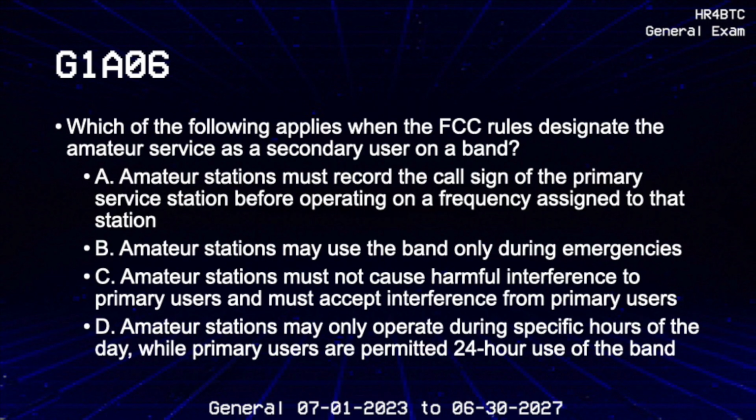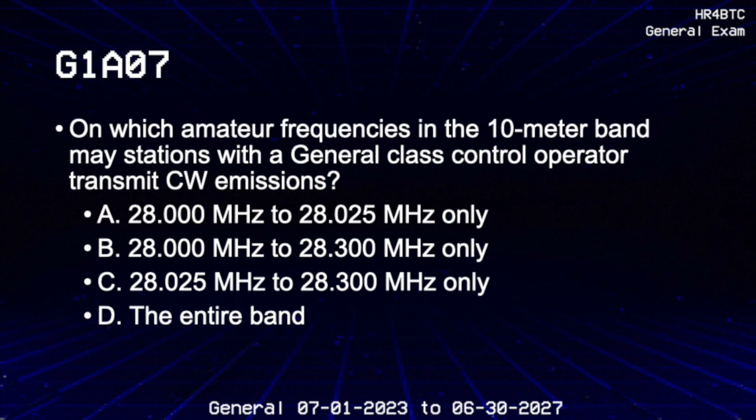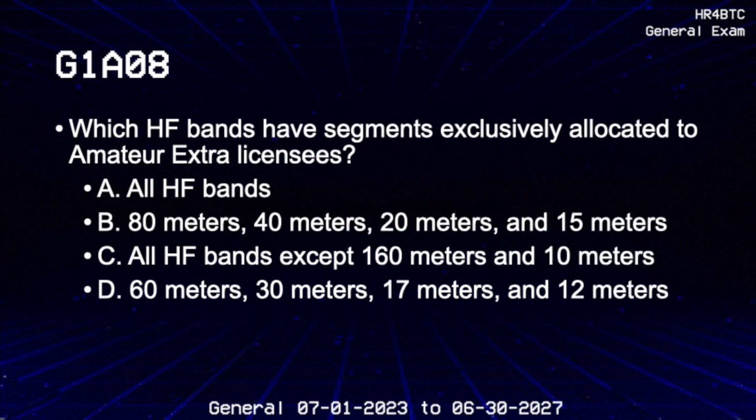Which of the following applies when the FCC rules designate the amateur service as a secondary user on a band? Amateur stations must not cause harmful interference to primary users and must accept interference from primary users. On which amateur frequencies in the 10-meter band may stations with a General Class control operator transmit CW emissions? The entire band. Which HF bands have segments exclusively allocated to amateur extra licensees?